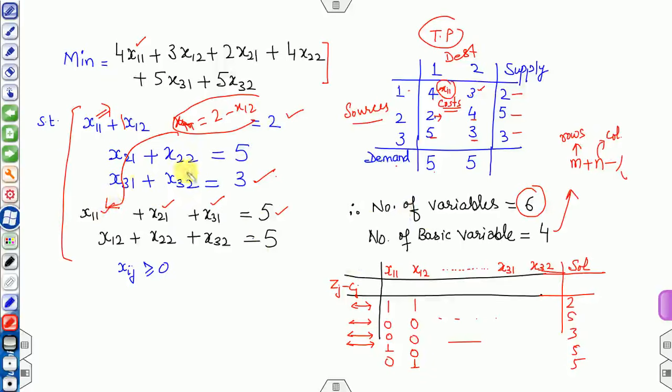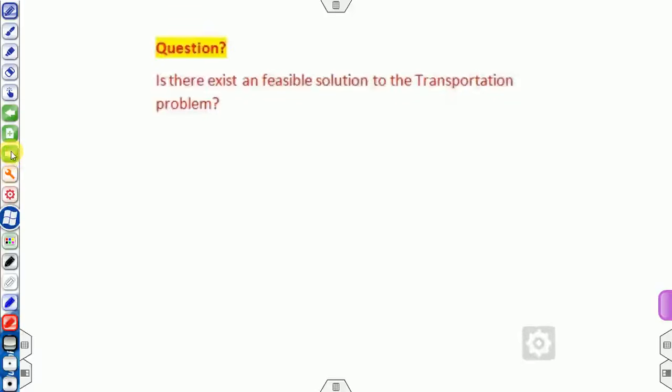So in order to solve it, there are some methods involved in the transportation problem, and we will study those. The first question that arises is whether any feasible solution exists for the transportation problem. Remember, we are not talking about the optimal solution first, because an optimal solution occurs only when there is at least one feasible solution. So the obvious first question is: is there any feasible solution in the transportation problem?